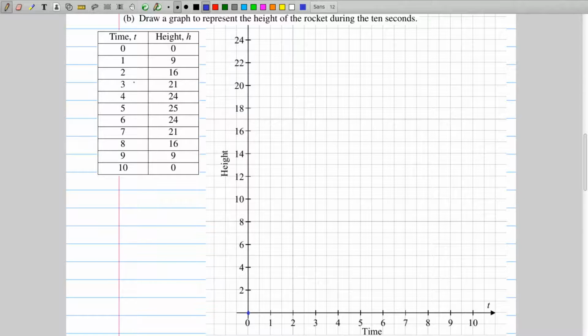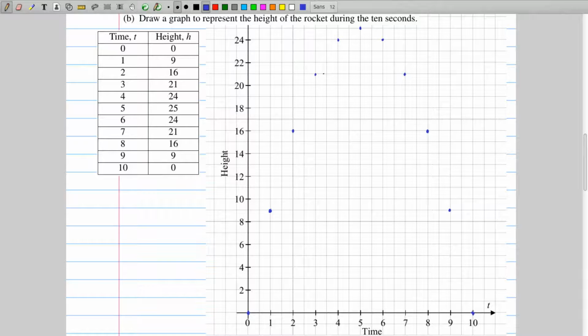We can do that with the next point as well. So where time is 1 second, the height is 9. So there's 1 second, and we have a point at the height is 9. And we can continue with this. We've got (2, 16) is another point. (3, 21) is going to be there. (4, 24). (5, 25), and you can work out the rest of the coordinates, or you can just say it's going to be symmetric about the middle, and so you can just draw this mirror image of the same shape to the right.